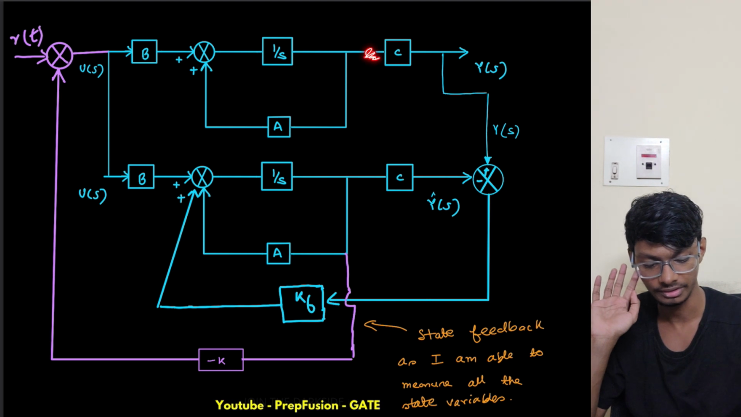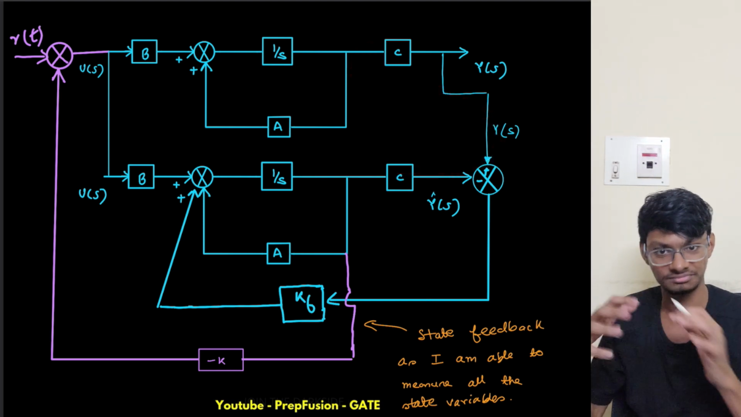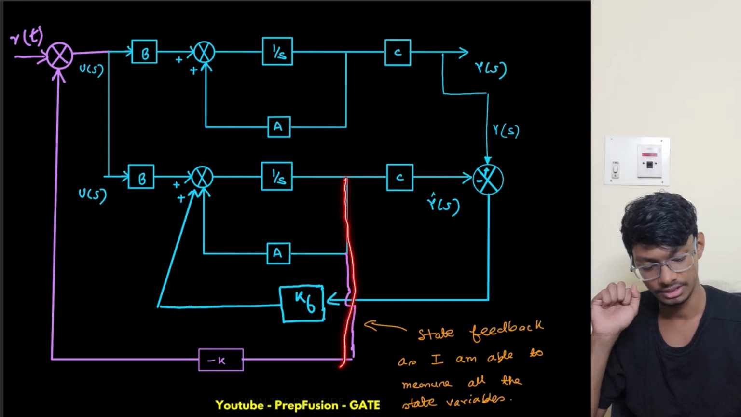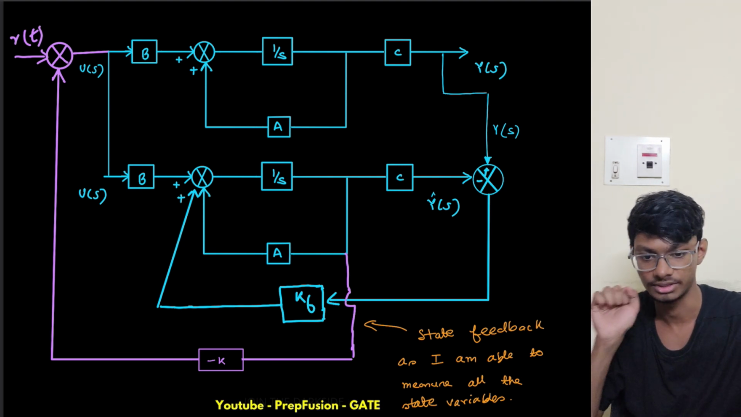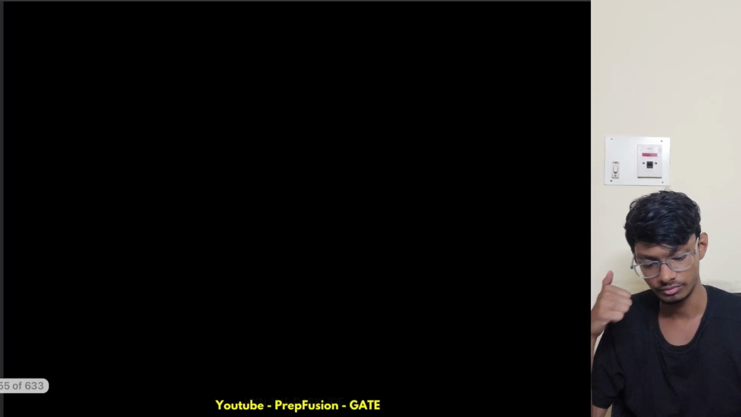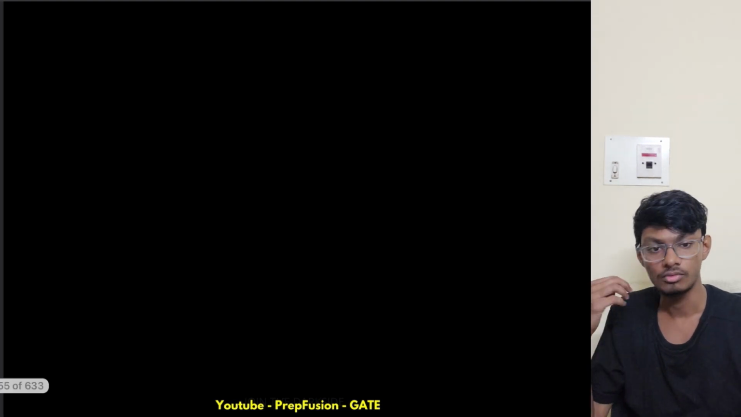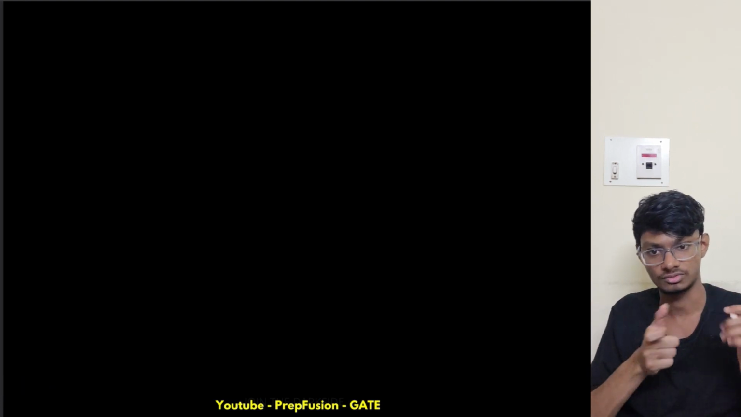Previously we were taking it from here, but as we aren't able to measure all the state variables, we use some theorem, and then I take the feedback from here, and do the same thing that we used to do: control the states. Now we'll do the proof. Let's prove that our estimated state will be almost equal to the actual state.